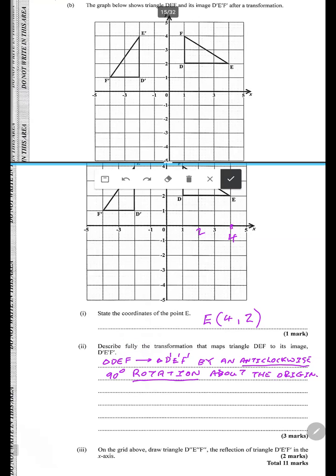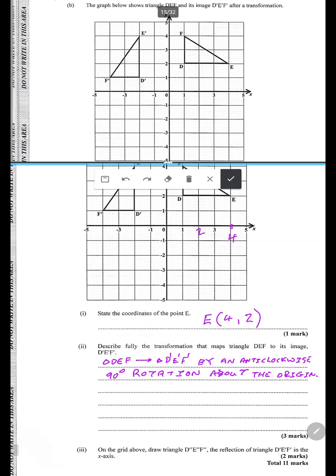You cannot just say it's an anticlockwise rotation. You cannot just say it's an anticlockwise 90. You have to give everything. You have to give the name, the direction, the angle, and the center. Because it is a rotation, it has 3 components. If you had an enlargement, it would only have a scale factor and a center.